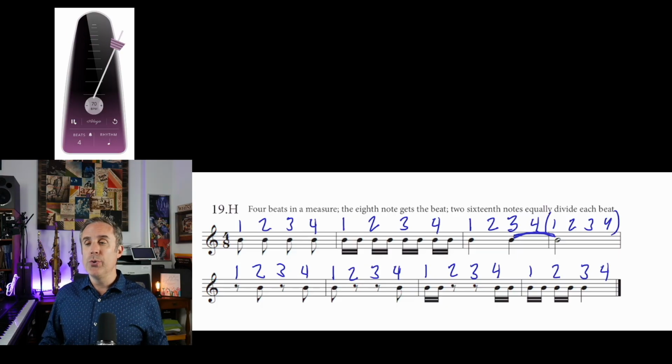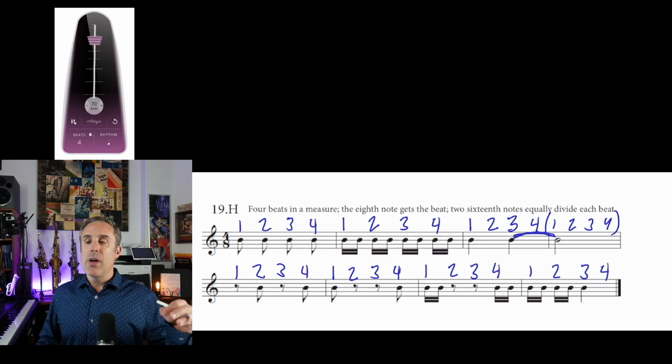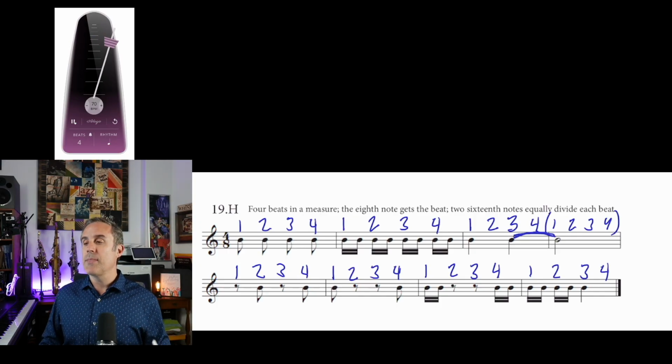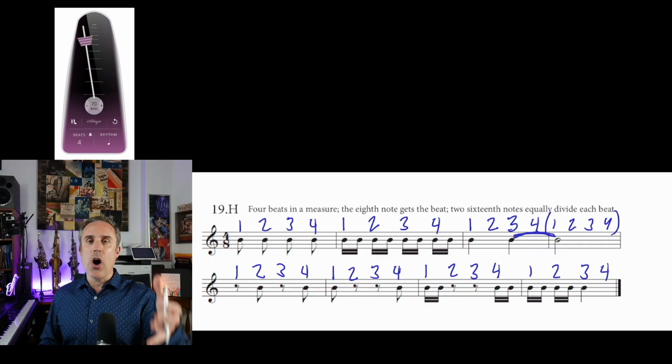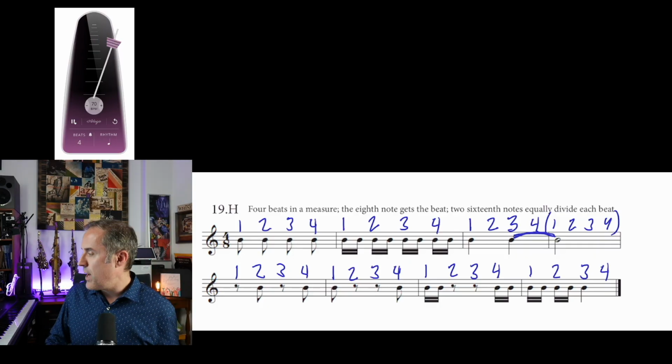1, 2, ready, and T, T, T, T, Tik-A, Tik-A, Tik-A, Tik-A, ta, ta, T, T, T, T, Tik-A, Tik-A, Tik-A, Tik-A, ta. All right, let's stop the metronome.